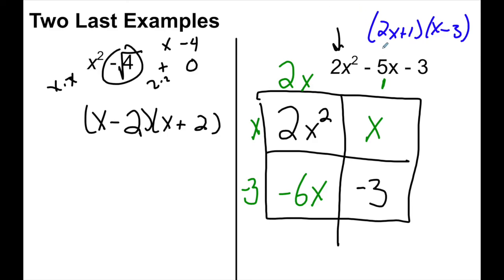And by the way, if you're looking for the intercepts, this would be -1/2, 0. And the other one would be 3, 0. Okay. So anyway, keep the questions coming.